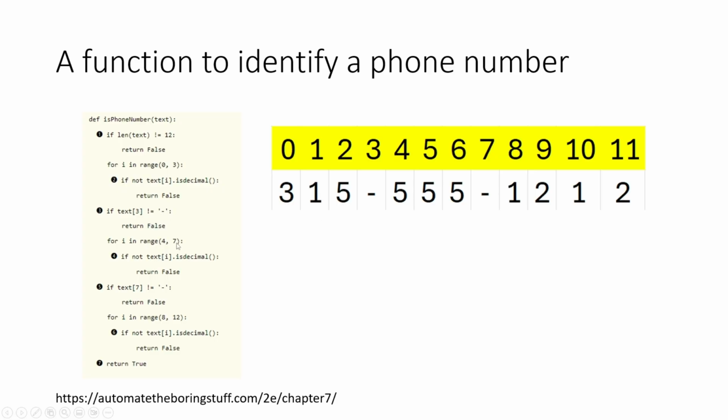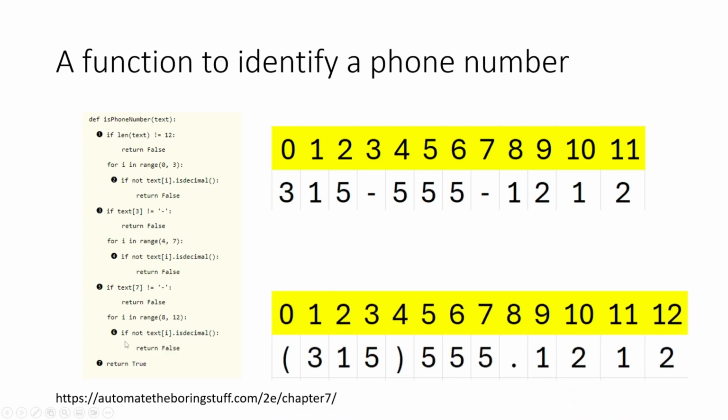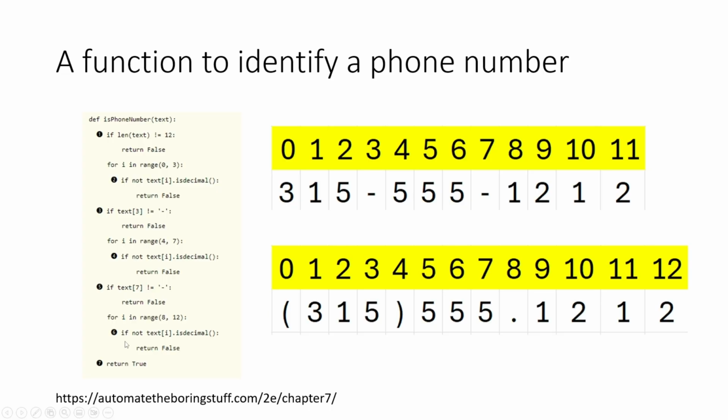It's kind of a complicated problem going through and checking each character. There's a lot of code here, a lot of steps. And then what happens if the phone number is in a different format? Now positions 0, 1, and 2 are no longer numbers.